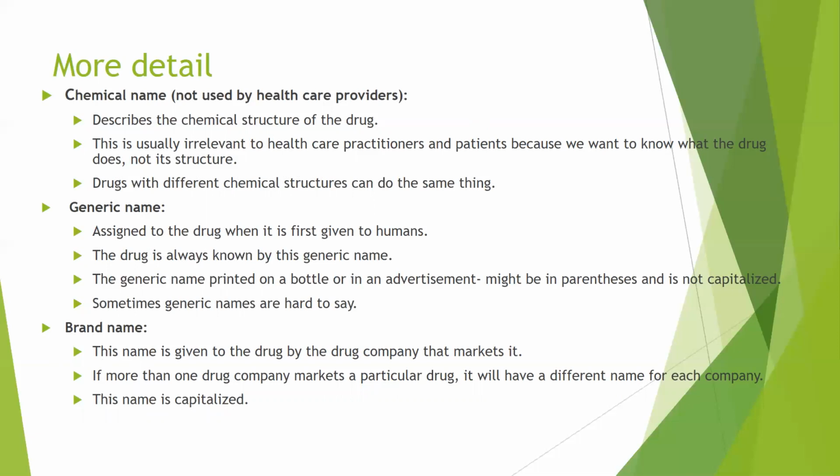A medication is always known by the generic name. A generic name is typically going to be seen in parentheses, and it will not be capitalized. Sometimes these medications are going to be hard to say. Over time, practicing saying these medications will help you. A brand name is a name that is given to a medication by a drug company that markets it. If more than one drug company markets a particular drug, it will have a different name for each one of those companies. This is the name that you're going to see that is capitalized.